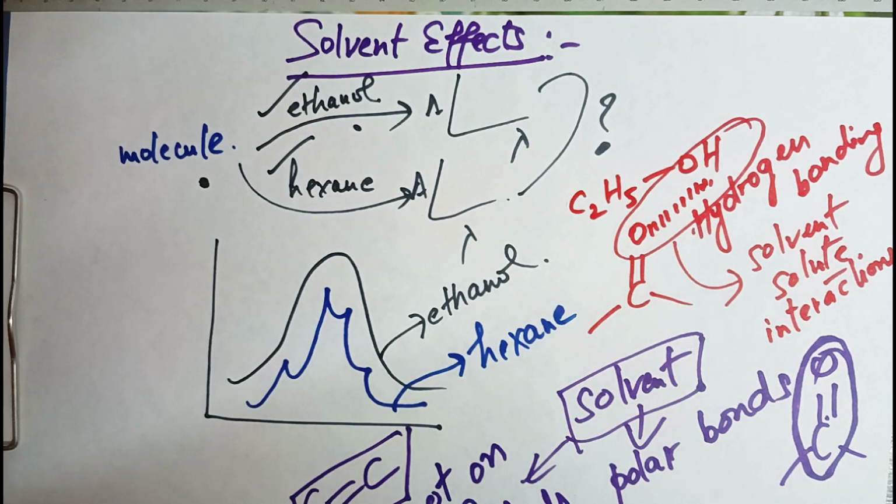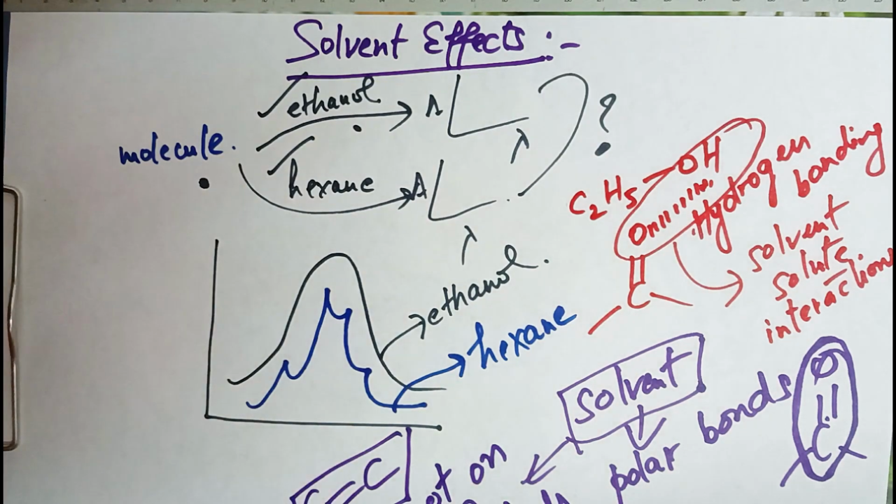So now in the next video we will take the alpha beta unsaturated compound, and then we will look at the two different types of shifts, that is n to pi star and pi to pi star shifts. We will look at what happens to the n to pi star and pi to pi star shifts in those types of compounds when we take different solvents. Okay, so this will be the next topic that we will take up in the next video.